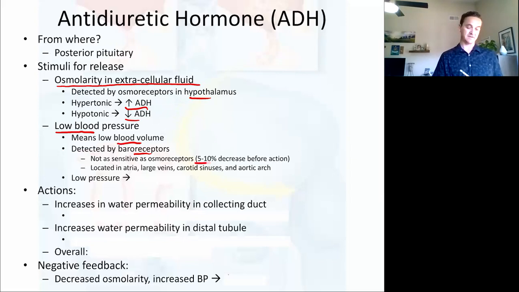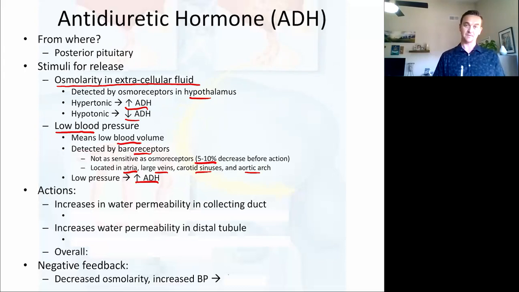We need about a 5 to 10% decrease before action, and that's kind of why it's important to start drinking before you even feel thirsty. These receptors are located in the heart, in the large veins, carotid sinuses, and aortic arch, all these places that have large amounts of blood in them. So when we have low pressure, we increase ADH release. Those are the two main stimuli for release, and where we find those receptors and how they're sensed.